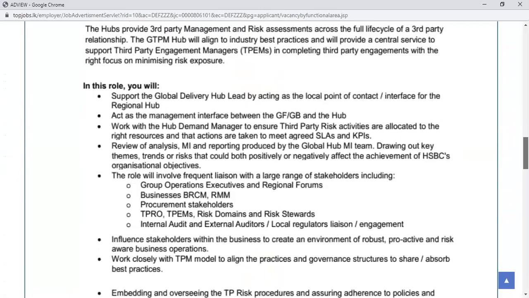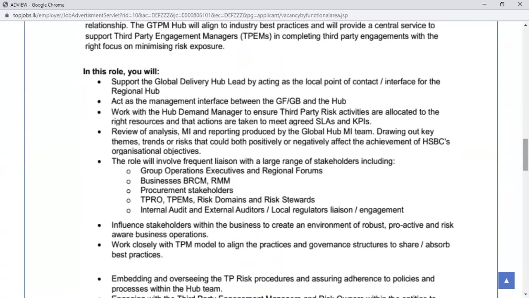And this is the person specification. In this role, you will... So what is this called? Job description. They have given the job description. I'm not going to read everything.